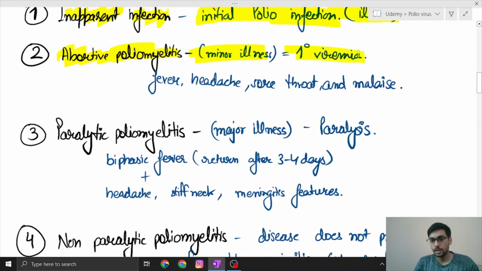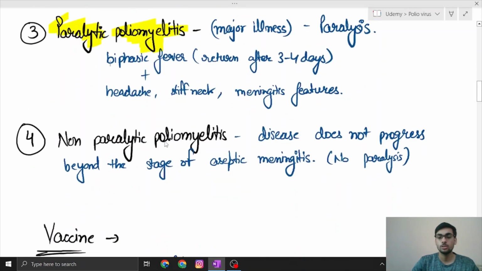It occurs when primary viremia occurs, meaning when for the first time this virus leaves the alimentary canal and enters our bloodstream, where it multiplies further and can destroy our RBC, and this can cause fever, headache, sore throat, and malaise also. Okay, then comes the third, which is paralytic poliomyelitis. You can say this is the complete manifestation of polio, in which it can cause everything which a polio virus can cause. So it is called major illness. The major symptom of it is paralysis.